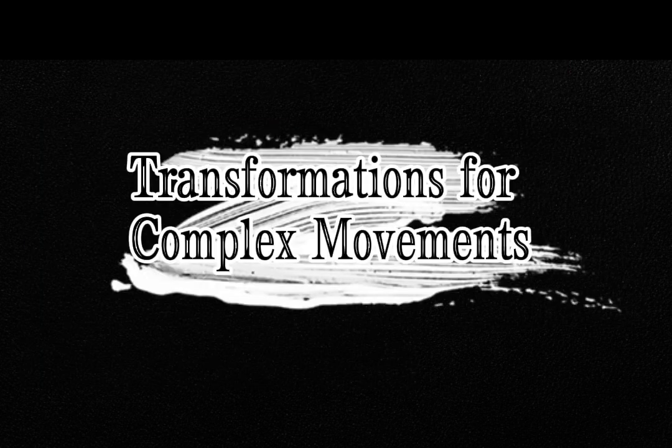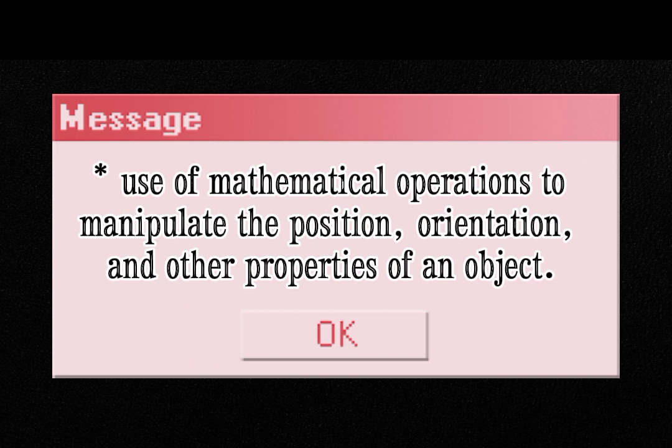In this section of my presentation, I will discuss the transformations for complex movement. In the context of complex movement, transformations refer to the mathematical operations used to describe and manipulate the position, orientation, and other properties of objects or entities as they move through space. Here are some key transformations used for complex movement.